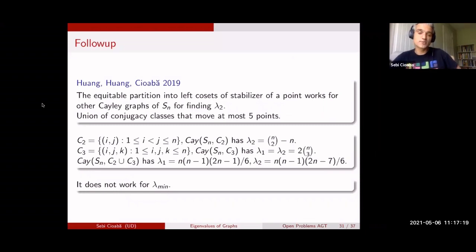It doesn't work for lambda min. Unfortunately, when you do these partitions, each of these blobs is relatively dense, so the trace is going to be large. That's my intuition for why you don't get something like a small eigenvalue there. You don't catch it.